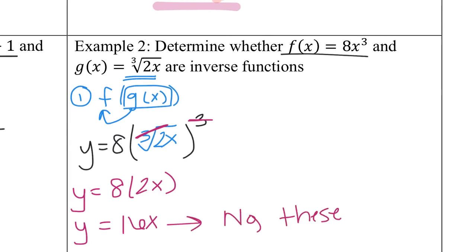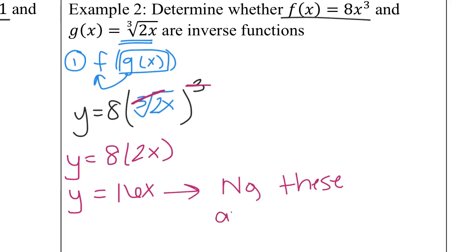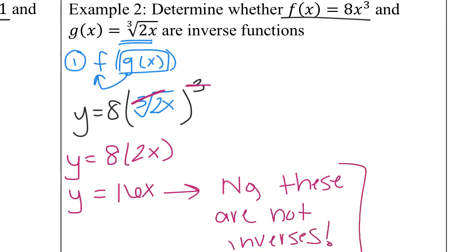I don't even need to figure out the other composition. They both need to be x, and since the first one was not y equals x, then we're done already. It doesn't matter what g of f of x comes out to be.